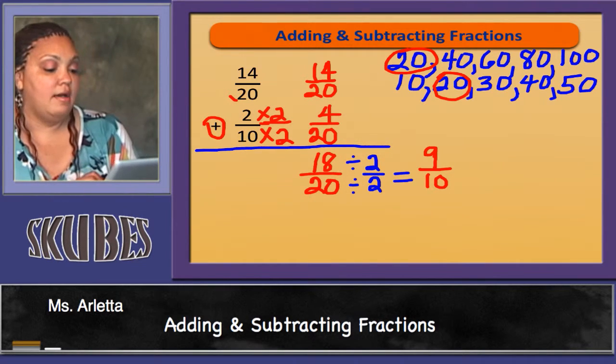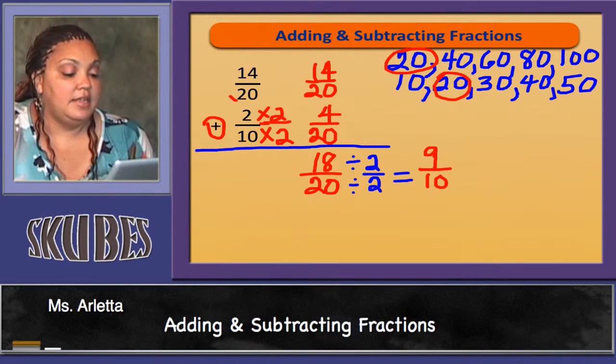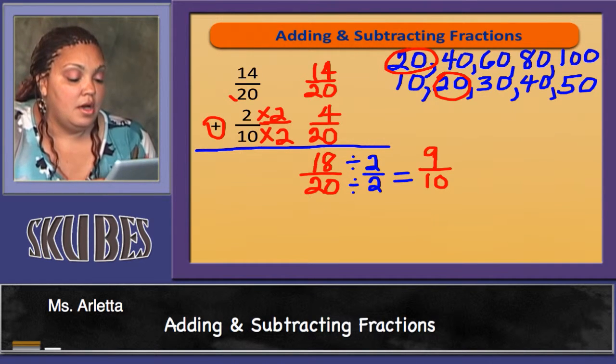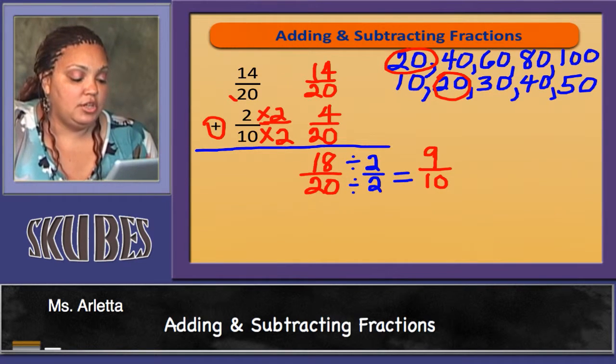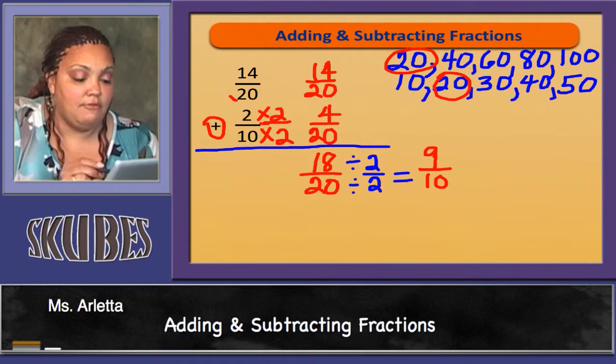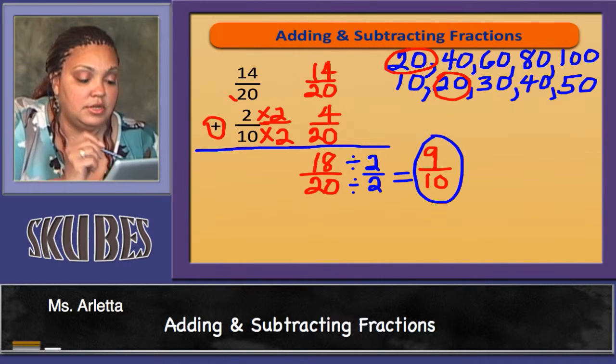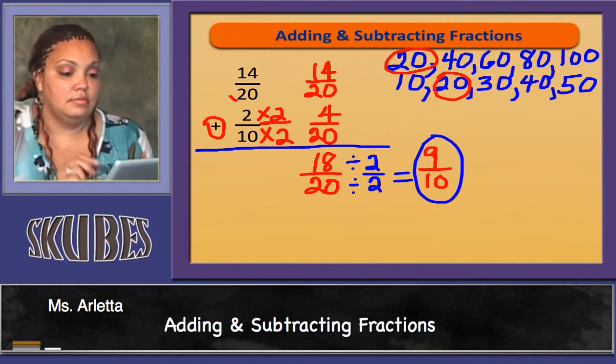Once again, now I have 9/10, and I need to look at both of those, the numerator and the denominator, both of those numbers, asking myself the question, is there a common factor? In this case, there is not a common factor, which lets me know that my final answer is 9/10.